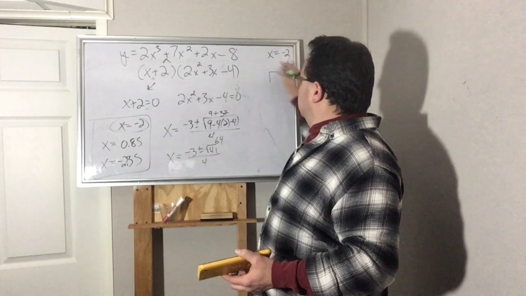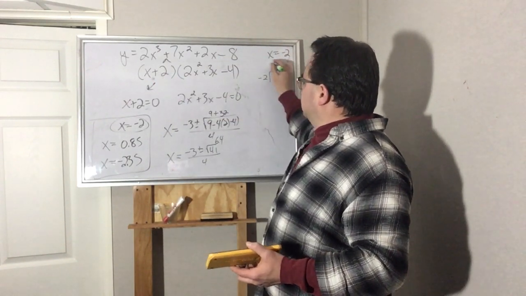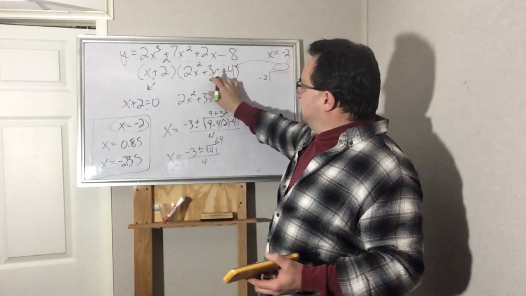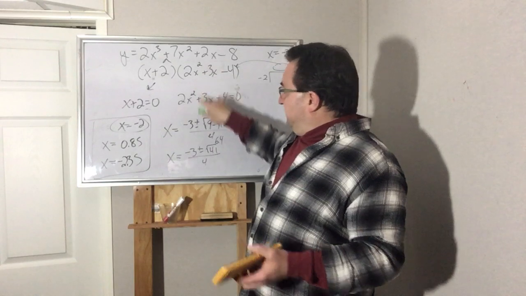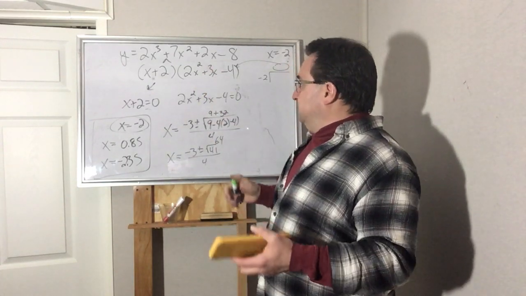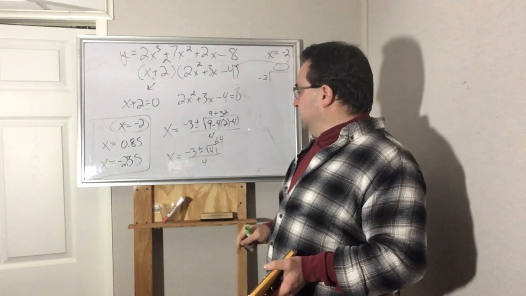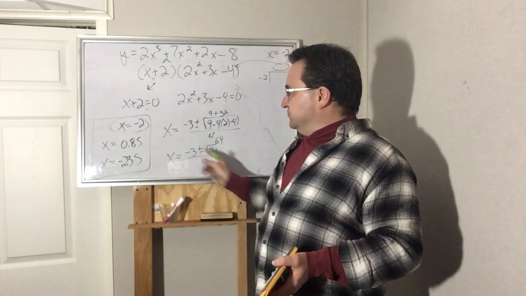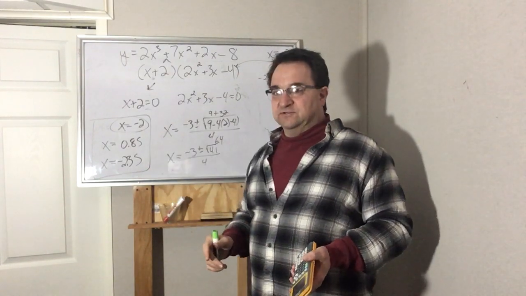Step 2, divide this by that, and this answer here is your second factor. Step 3, if you can factor that more, do it. If you can't, you've got to solve it with the quadratic formula there. And this spits out my other two answers. So this is my first zero, and this is how I get my second two zeros.